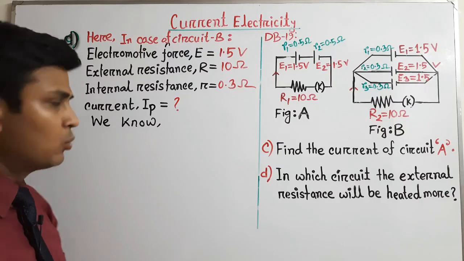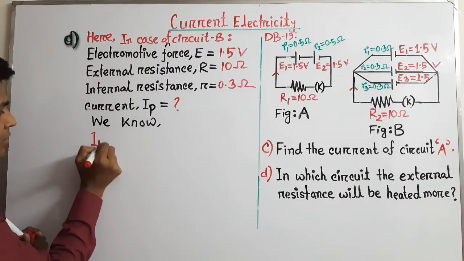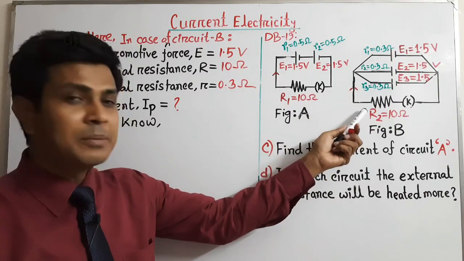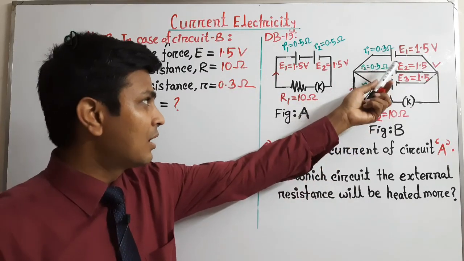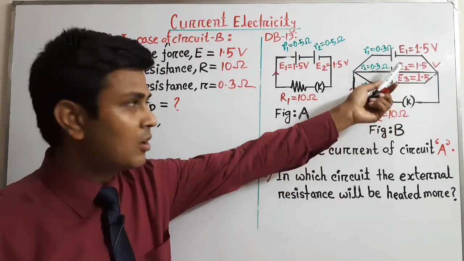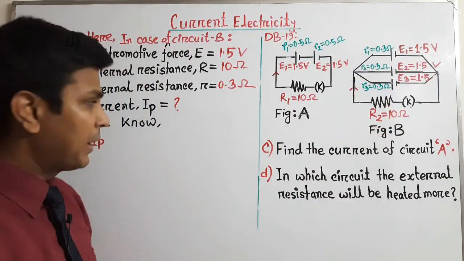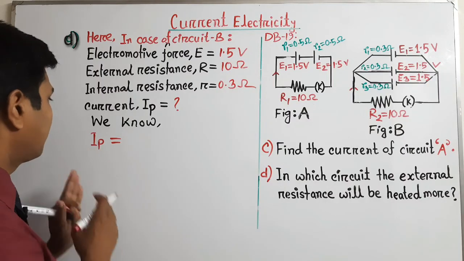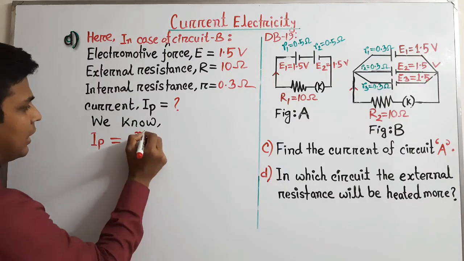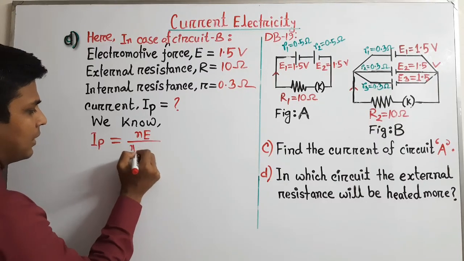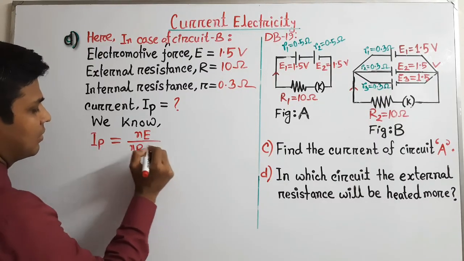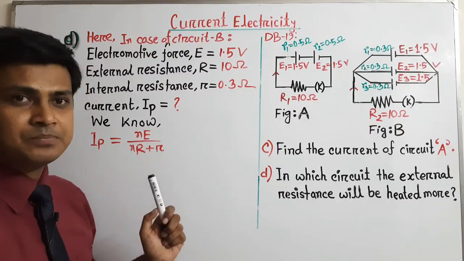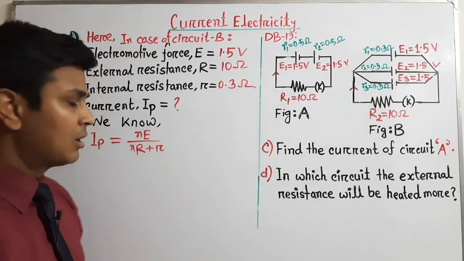And we know the formula to calculate the current in circuit B, and this combination is the parallel combination. You can see these are E1, E2 and E3. All the cells are connected in parallel combination, and we know the current passing through the parallel circuit is Ip equals to nE divided by nR plus r. Here n is the number of cells, and you can see there are 3 cells.